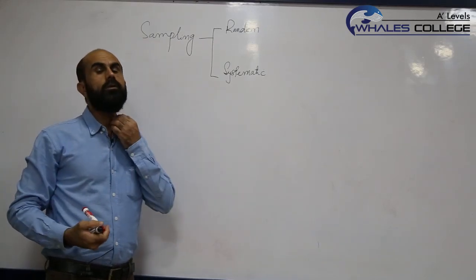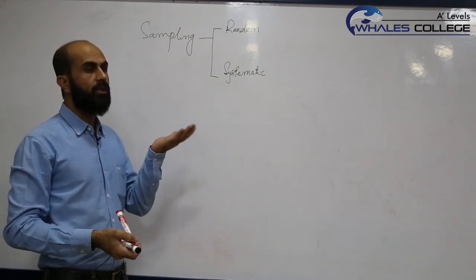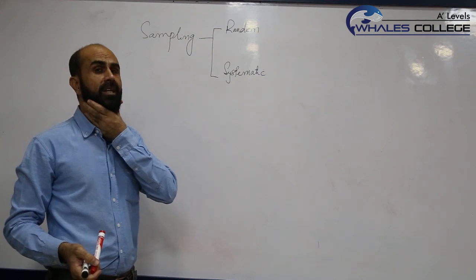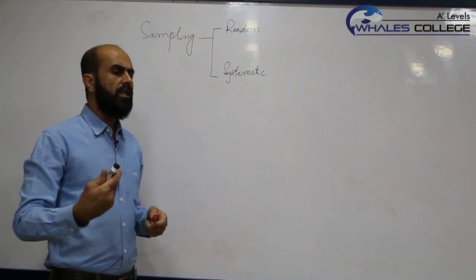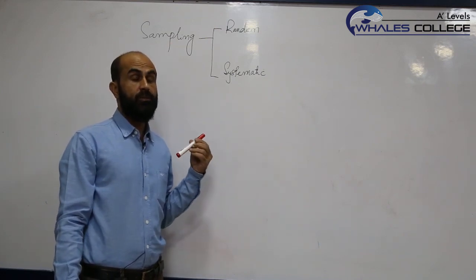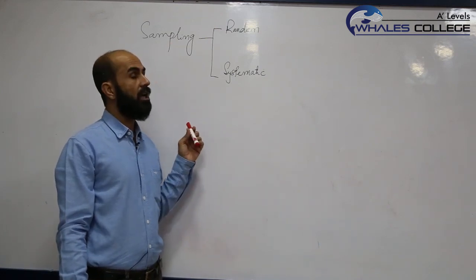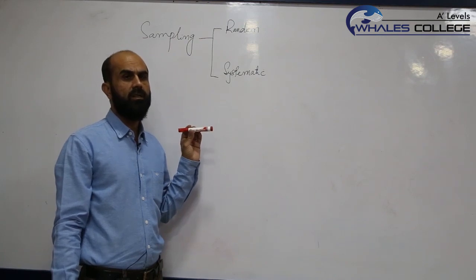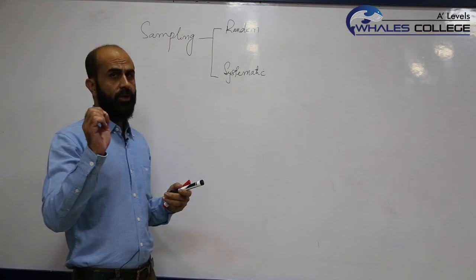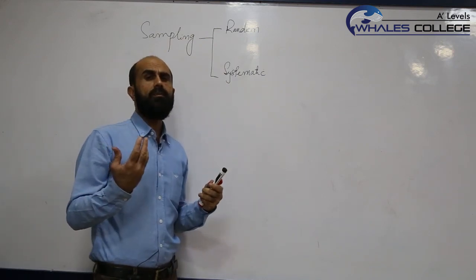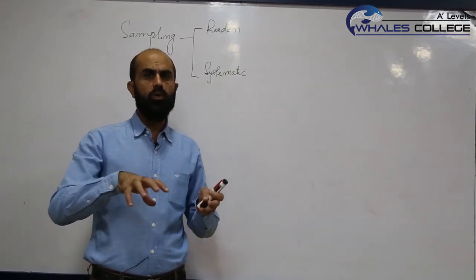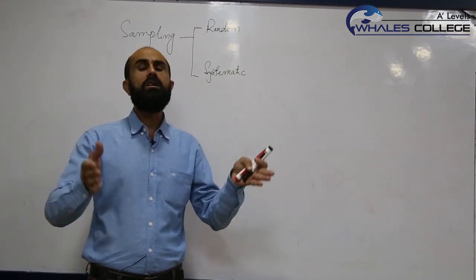Hello students. In the previous video I told you about random sampling, and we calculated some species frequency, and then I was explaining about species density. But just a brief review. Random sampling means collecting samples from a huge population which is evenly distributed.